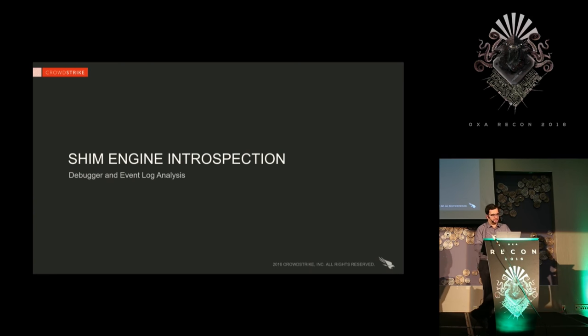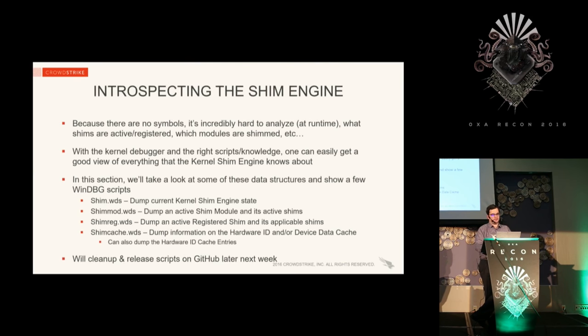I want to show you how you can actually see these shims and introspect them. There are different ways you can introspect the shim engine. Because there are no symbols, it's very hard to analyze at runtime what's going on. But if you have a kernel debugger, some scripts, the right knowledge, and you've done the reverse engineering, you can get a pretty good overview of everything the shim engine has been doing. So I'm going to show you a few scripts here. Hopefully they're going to work.